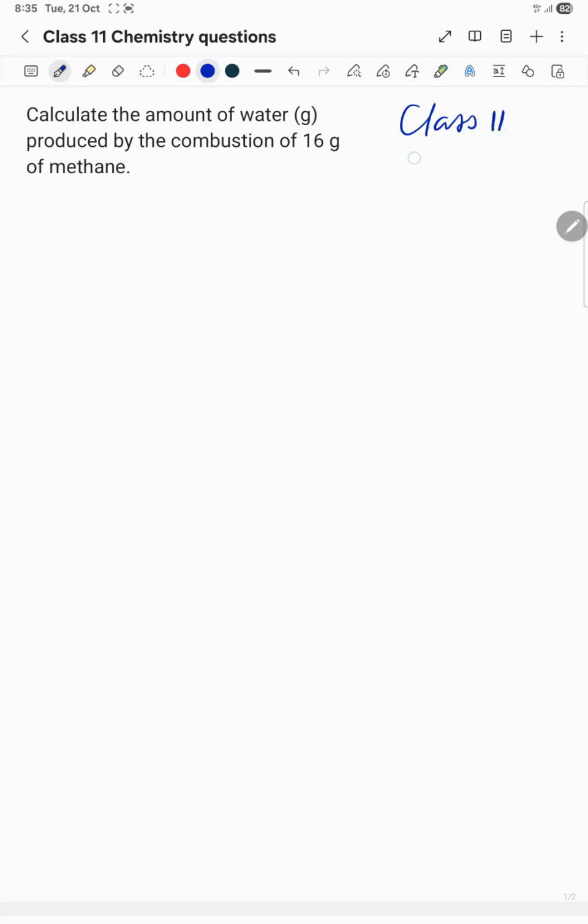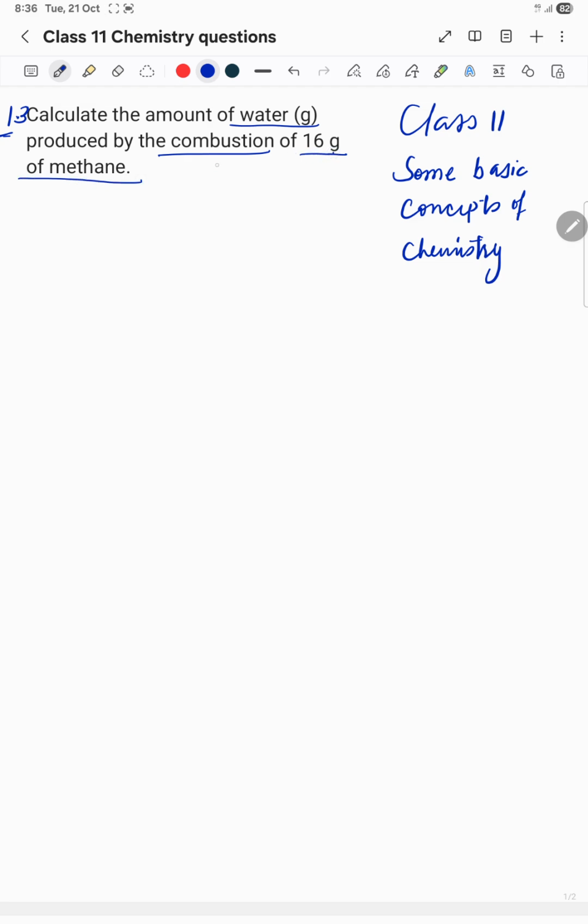The chapter which we are doing is some basic concepts of chemistry. And today we are doing the solved example 1.3, which has also been given in your NCERT book. So we are starting with that question. The question is: calculate the amount of water in grams produced by combustion of 16 gram of methane.